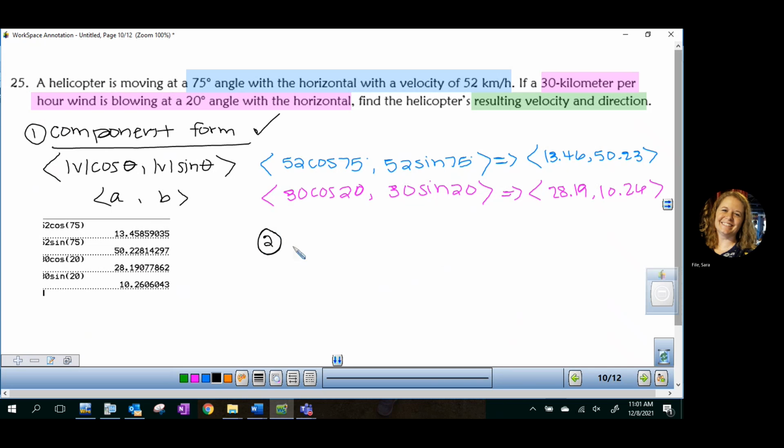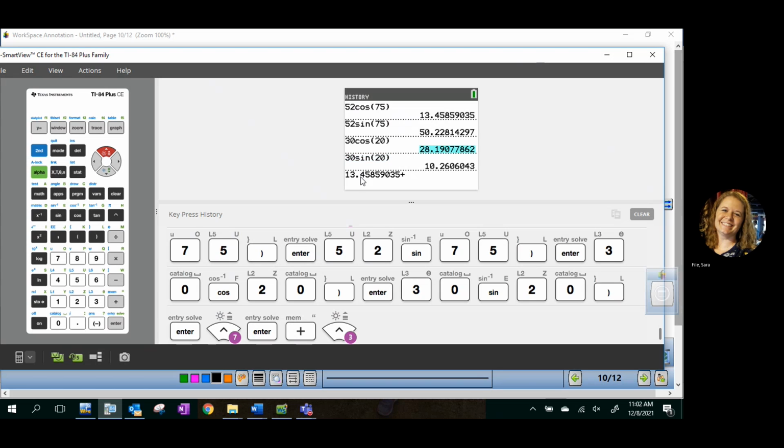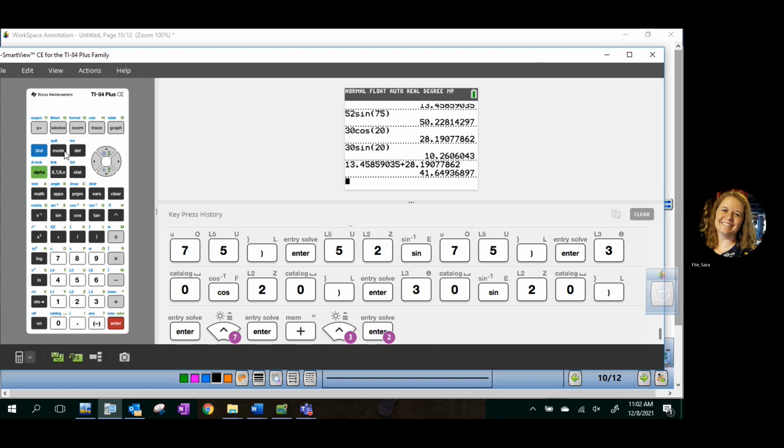Step 2 is to add them to get the resultant, because a resultant vector is the sum of 2 vectors. So I'm going to add those 2 vectors together. When you add vectors, you add the horizontal components together, and you add the vertical components together. I don't want the rounded values. I'm going to use the whole big values from the calculator. So I'm going to add this horizontal one plus this horizontal one. And then I'm going to do the same thing for the vertical components, this one plus this one.